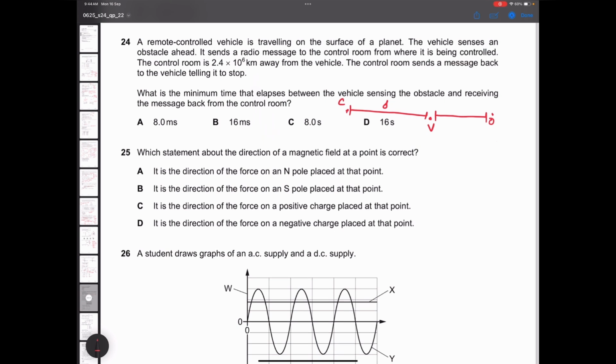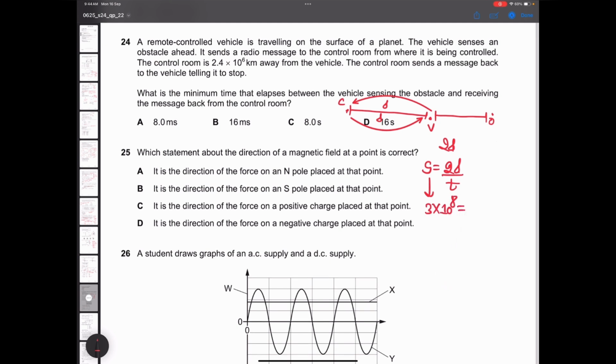The control room sends a message back. So first the vehicle sent a message which traveled a distance of d. Then the control room sent another message to the vehicle which again traveled a distance d. So what is the distance traveled? 2d. Then they are asking what is the time taken. As we know, speed is equal to 2 into d by time, this is similar to a question of echo. Now, what is the speed of radio waves? All transverse waves have a speed of 3 into 10 to the power 8.